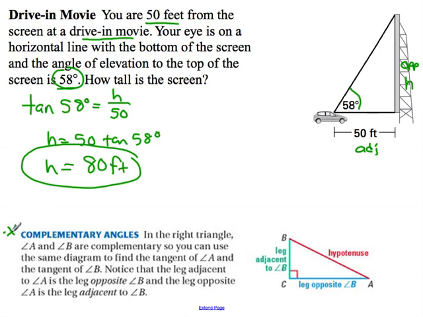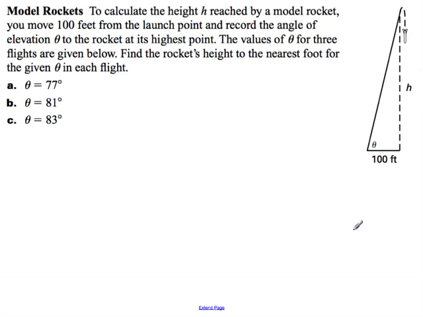This tip at the bottom here just says that the complementary angles in a right triangle, A and B, are complementary angles. To find the tangent of A and the tangent of B, notice that the leg adjacent to A is the leg opposite B, and the leg opposite A is then the leg adjacent to B. So it depends on what angles you're looking at. Again, if this is like 10 degrees, you could quickly find that this is going to be a complementary angle of 80 degrees, or vice versa.